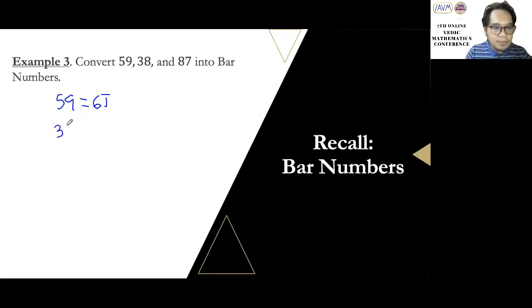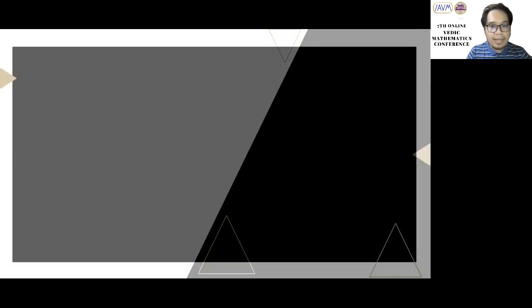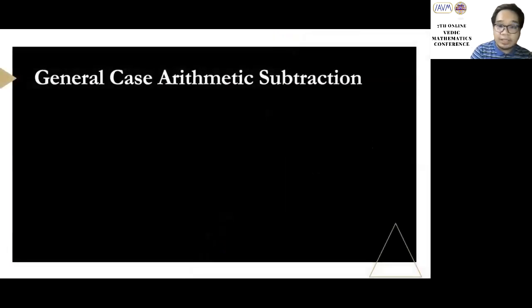Okay, 38 becomes, what will that be? 4 bar 2. Take 2 from 40, that's going to give us 38, still the same thing. And 87 is equal to 9 bar 3. You take 3 from 90, that's going to give us 87. So 6 bar 1 for 59, 4 bar 2 for 38, and 9 bar 3 for 87. Okay, and then we're going to make use of that example, and we will arrive at the general case arithmetic subtraction.